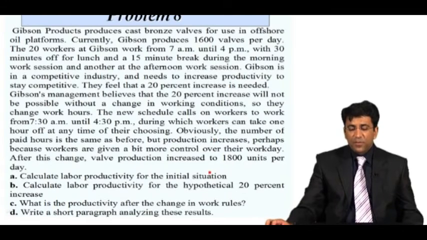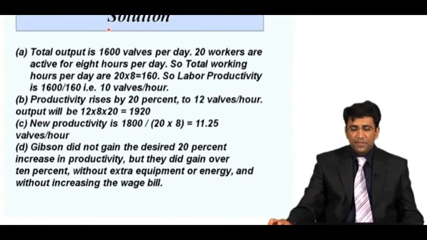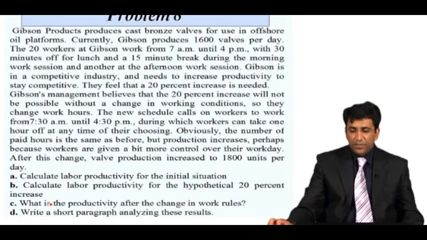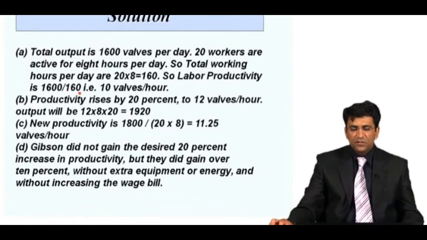So first we'll have to calculate the labor productivity for the initial situation, that is the output over input again. Now before these rules, the output was 1600. So 1600 divided by, now 20 workers worked for 8 hours. So 8 multiplied by 20 will be equal to 160. So this is 160, and it will be equal to 10 valves per hour. So this is our old productivity before the application of the management rules.